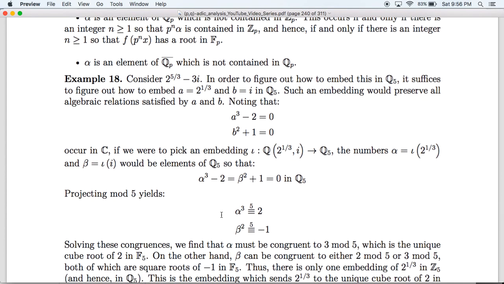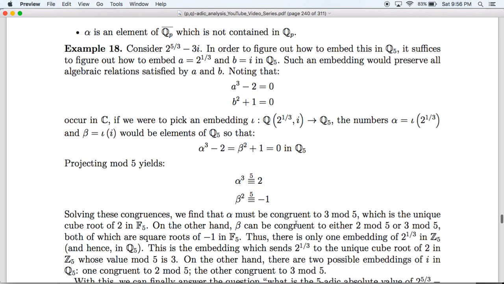Projecting mod 5 yields these two congruences, and if we solve them, we find that A has to be congruent to 3 mod 5, which is the unique cube root of 2 in F5. On the other hand, beta can be congruent to either 2 mod 5 or 3 mod 5, because those are the two square roots of -1 in F5. So there's going to be only one embedding of the cube root of 2 in Z5, and this embedding is going to send the cube root of 2 to the unique cube root of 2 in Z5, whose value mod 5 is 3. On the other hand, there are two possible embeddings of I in Q5.